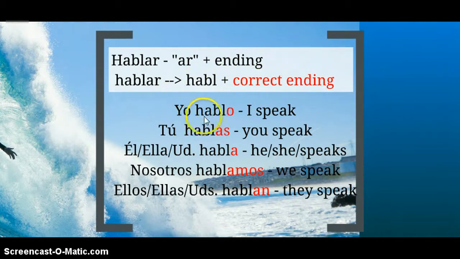So for the yo form, you add the o, it's hablo, I speak. Tú hablas, you speak. Él, ella, usted habla, he or she speaks. Nosotros hablamos, we speak. And ellos, ellas, ustedes hablan, they speak. So notice how the ending of all of the hablars changes depending on the subject.